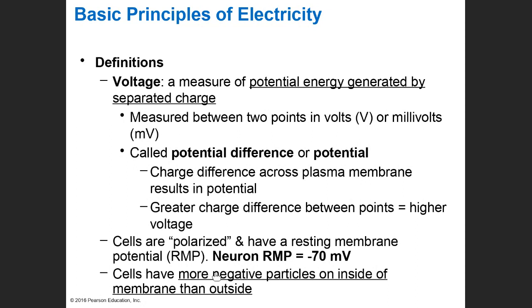This really pertains not just to neurons and muscle cells, but to all cells. During rest, we have more negative charges on the inside of the cell compared to the outside. That's why we have negative 70 millivolts, because we're looking at how this measures the difference in charge. If it's a negative value, that means we have more negative ions on the inside, and that is the normal resting state of the cell.